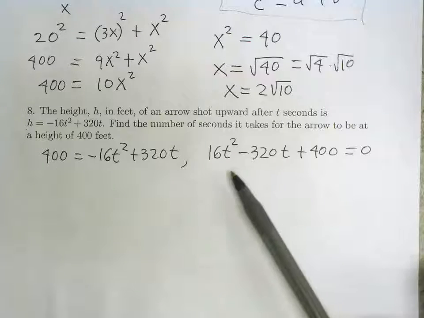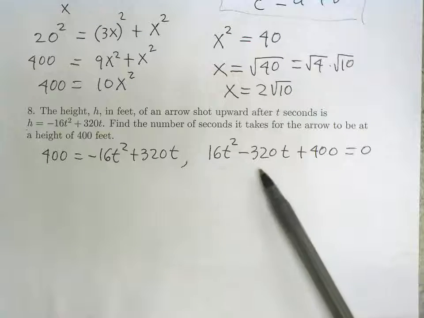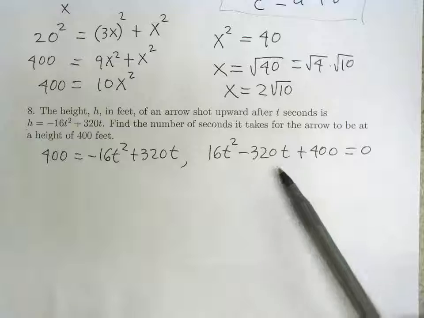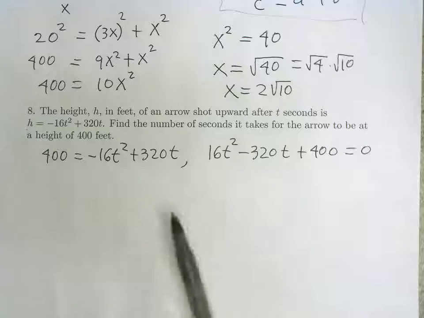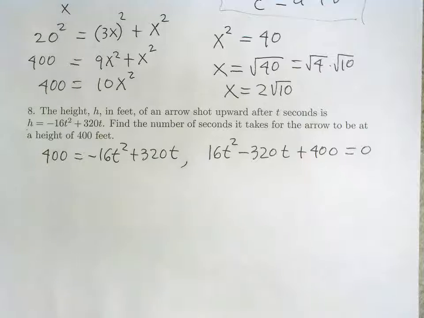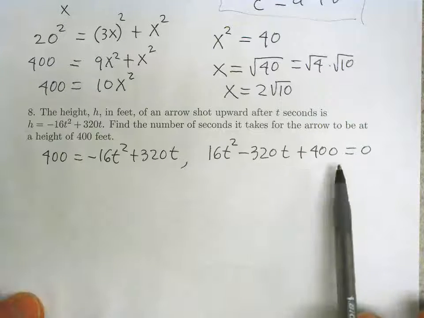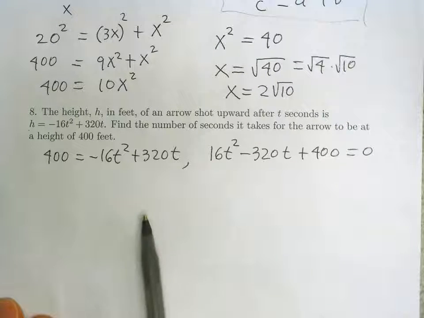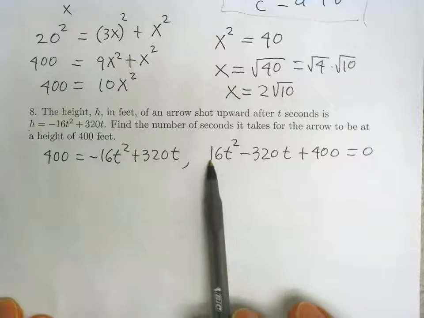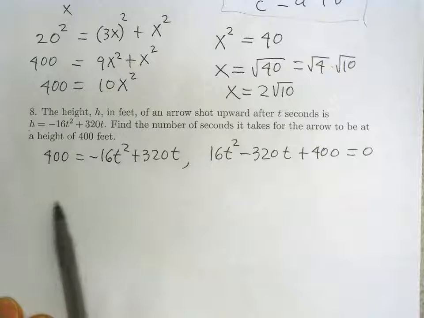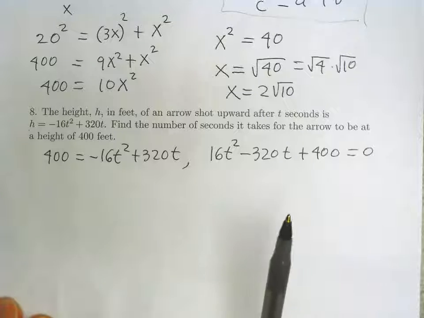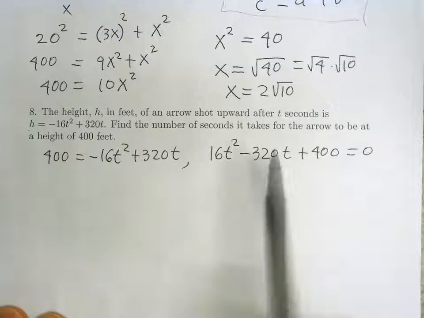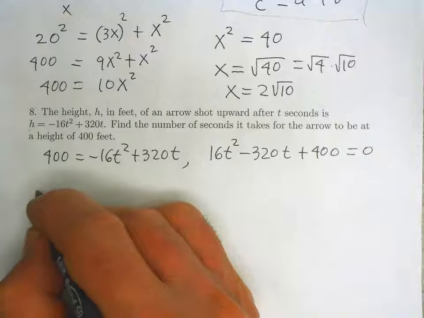But we can make the process easier by noting that 16, negative 320, and 400 are all divisible by 16. So if we divide every term on both sides of the equation by 16, we'll get an equation whose solutions are exactly the same as the solutions to this one, but the numbers will be smaller and a lot easier to work with. Okay, so 16t squared divided by 16 is just positive 1t squared, or t squared.